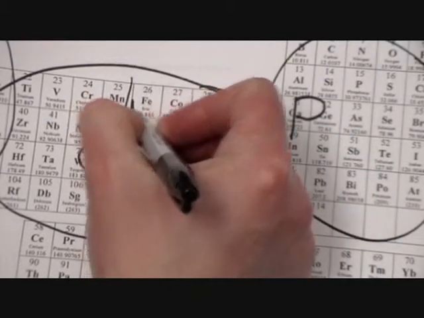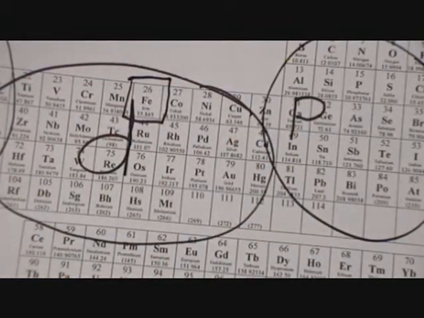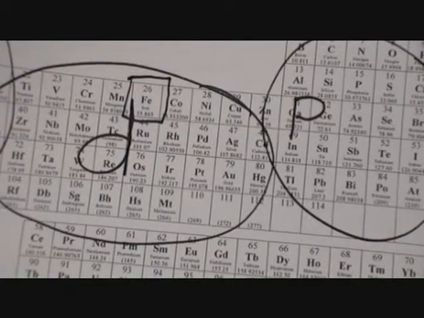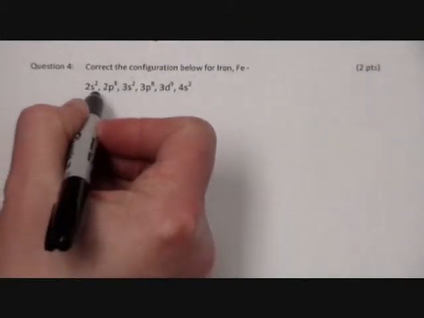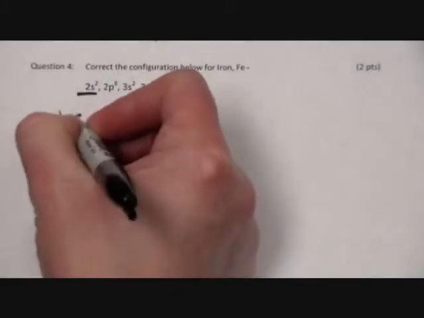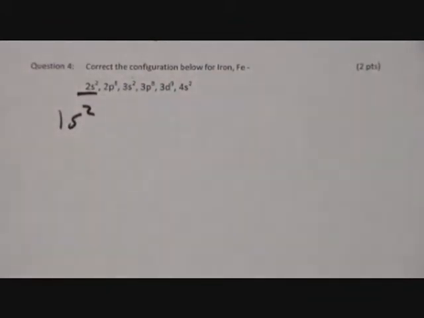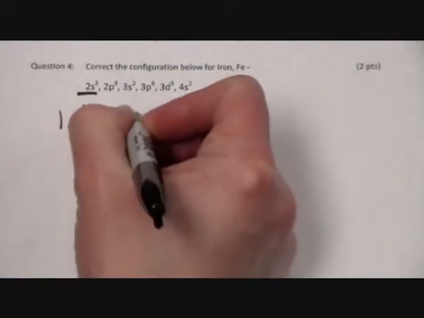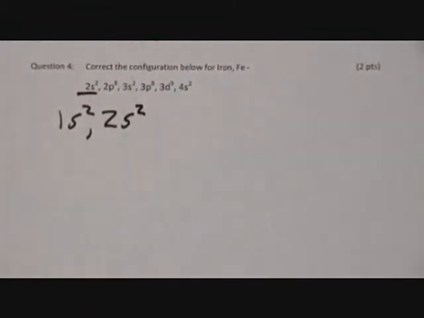So we want to correct the configuration for iron, which is in the middle of that d block of the periodic table. So, first mistake here is the fact that we're starting with the 1s subshell, but our configuration claims it's a 2s. So 1s2 is the first subshell we see. Then we see the 2s with 2 electrons.